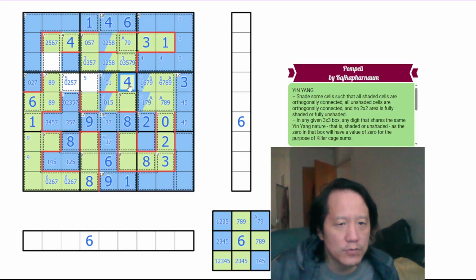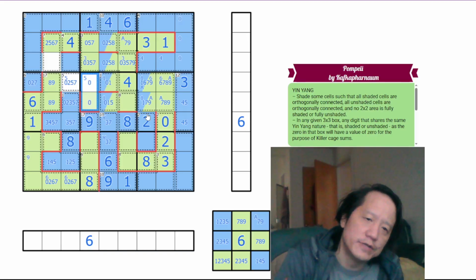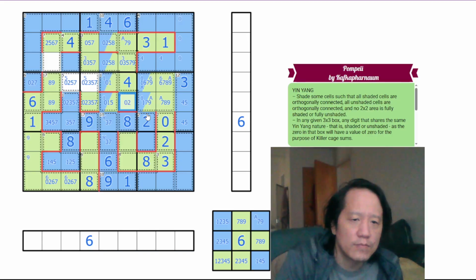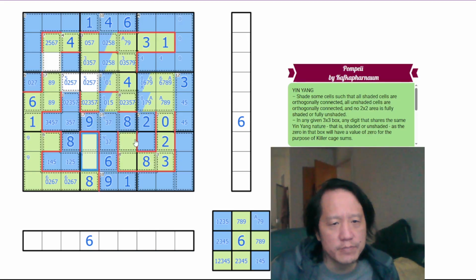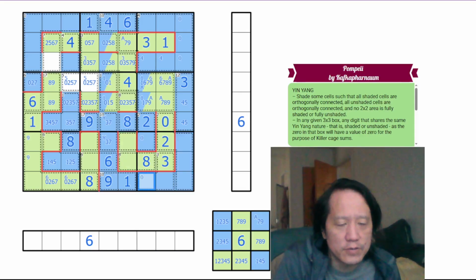Okay. Remaining digits in box 5. We have to have 0, no 1, 2, 3, 5, no 6, 7. So 0, 2, 3, 5, 7. This can't be 3 because of 3 in the row. Remaining digits in box 8. 0 cannot be here, therefore 0 is either here or here.